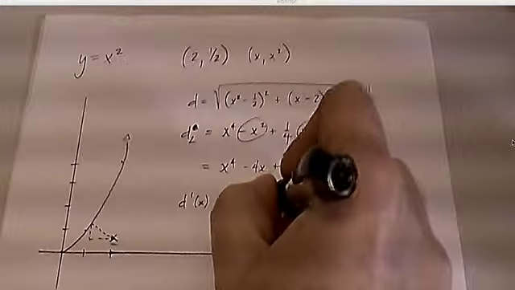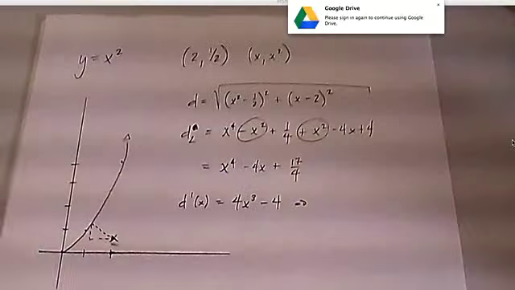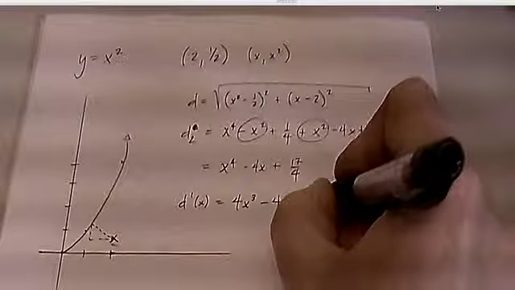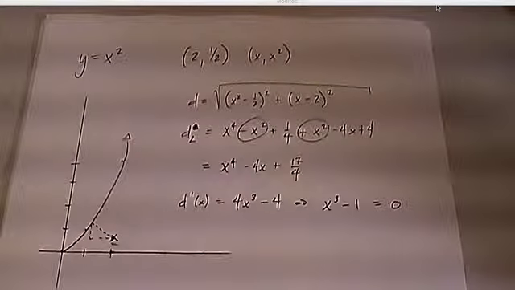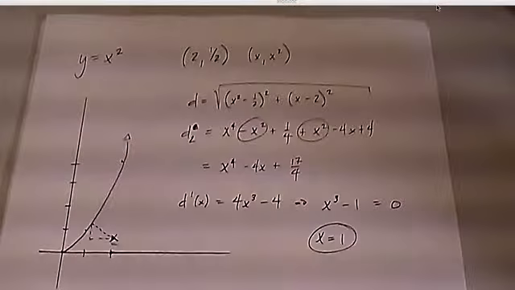So let's go ahead and take the derivative, d prime of x, and we get 4x cubed minus 4. And basically, if we set that equal to 0, we know that it's going to be x cubed minus 1 is equal to 0, because you can quickly divide through by the 4. So x is equal to 1 is the value that minimizes that.